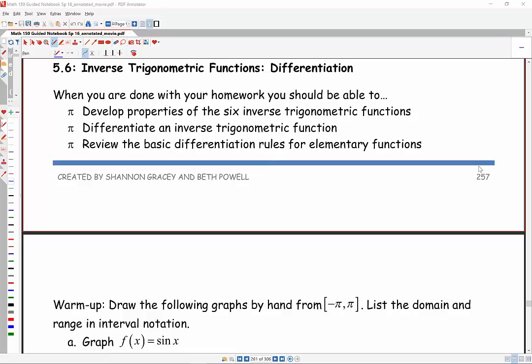Today we'll be going over section 5.6 from the calculus text by Larson and Edwards. This section covers inverse trig functions and focuses on differentiation.